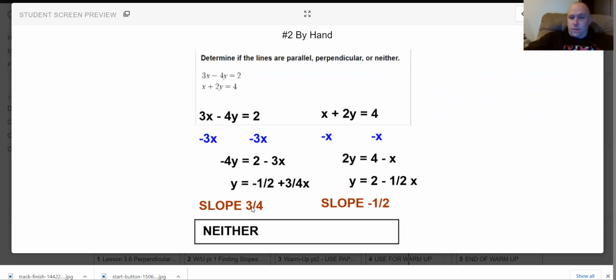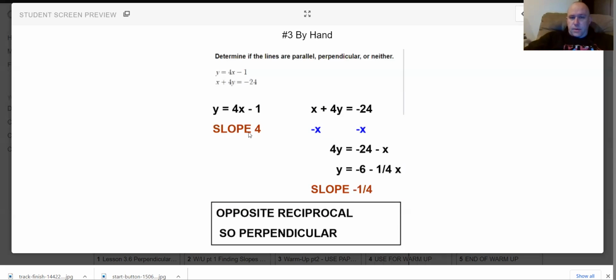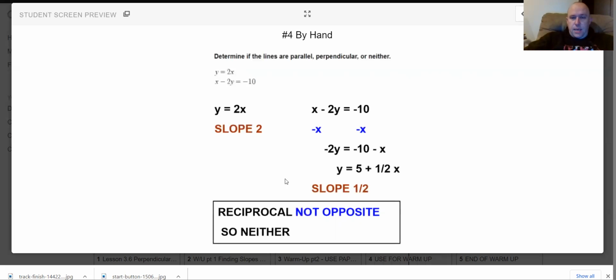Here's the second one, and we remember those slopes of 3/4 and -1/2. That's how we knew it was neither. For the third one, we had the 4 and -1/4, which we said was an opposite reciprocal or negative reciprocal if you prefer. And for this one, the last one, we had 2 and 1/2. So just a reminder, it is a reciprocal, but it's certainly not opposite. So this would be neither. So if you prefer to do them algebraically, you certainly can. But I think the graphing one is a very nice visual because it eliminates the parallel one pretty quickly.